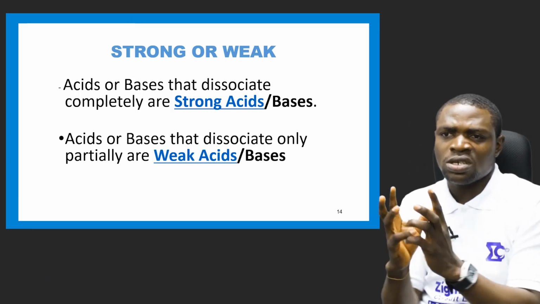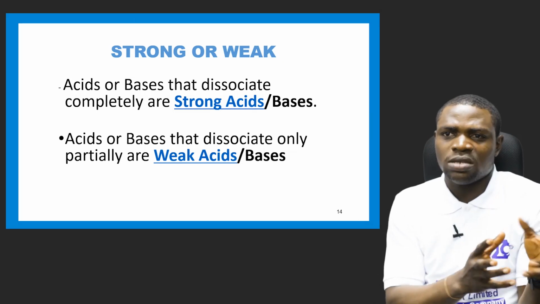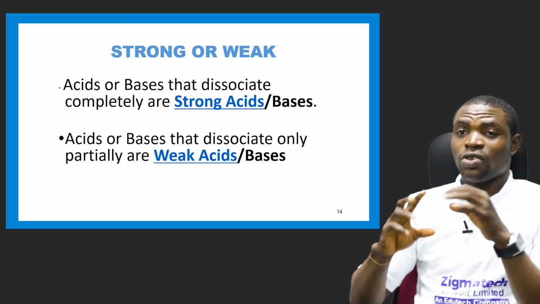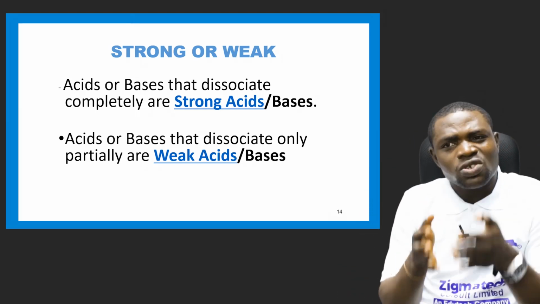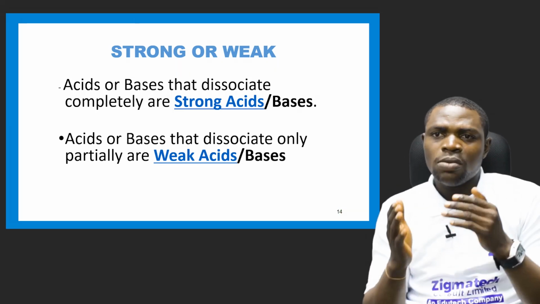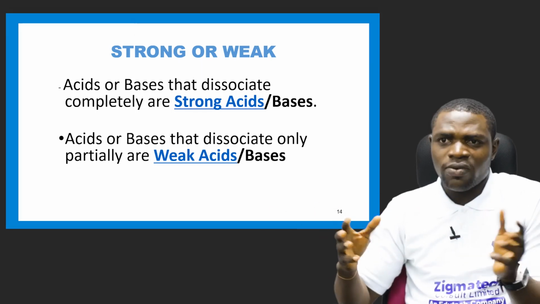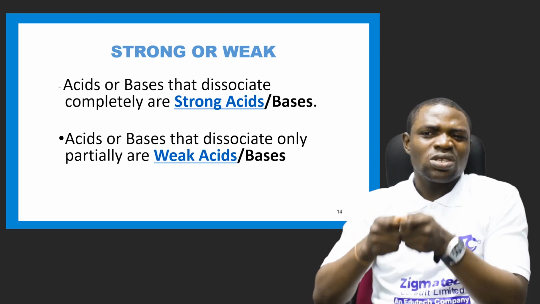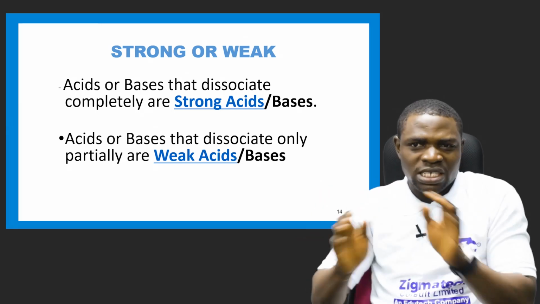Now, we must distinguish between strong acid and weak acid, because when we talk about acid, I told you there are two types: organic acid and inorganic acid. However, some of them are very strong and some are very weak. So you need to be able to differentiate between strong acid and strong base. Now, acid or base, they dissociate in water. When they dissociate completely, they are strong. When they dissociate partially, they are weak.